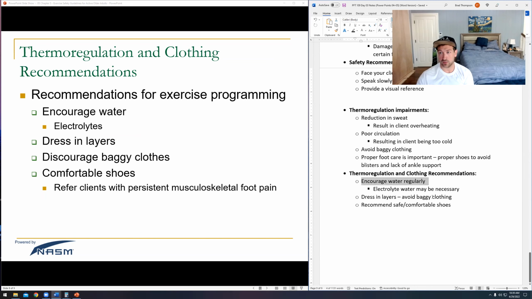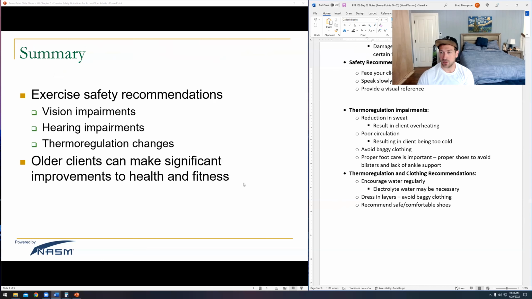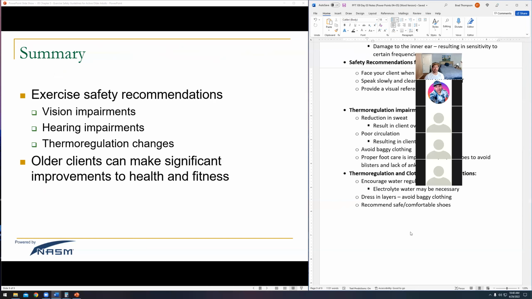Encourage that they're drinking water regularly so that they don't overheat. You may need to add some electrolytes in there if hydration is an issue. So, you know, smart water or alkaline water, whatever. But honestly, just water's fine. Dress in layers, but in those layers, make sure they're not wearing too baggy of clothing. And then, yeah, wear those comfortable shoes. And I think it's like 3 pages. That's the entire chapter.